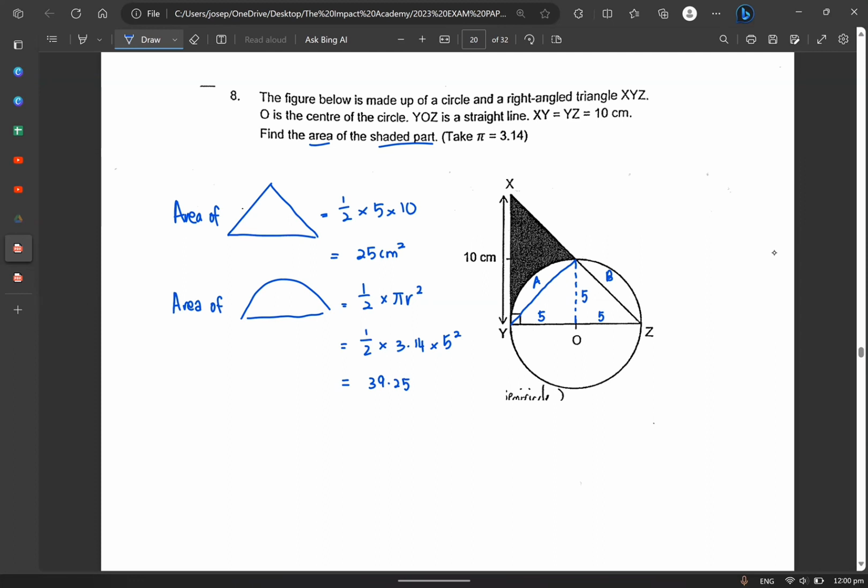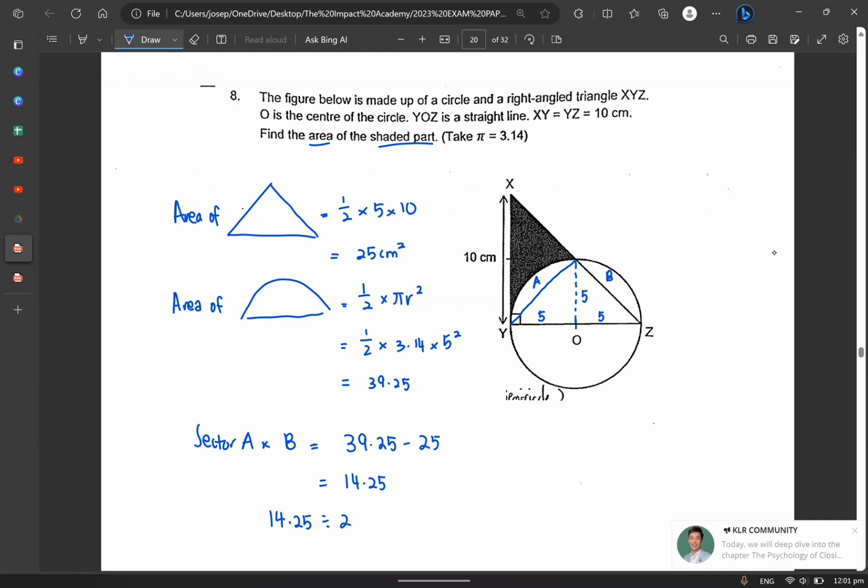All right, so what I want to do now is I want to find sector A and B, right? How do I go about that? I just have to do 39.25, which is the semicircle, minus away 25. Okay, 39.25 minus away 25, we get to 14.25. And we know that A and B, they are the same, so I can just find them individually. I can just do 14.25 divided by 2. All right, so when I do that, I will get to an answer of 7.125. Okay, so you might want to note down that this is 7.125, and this is also 7.125.